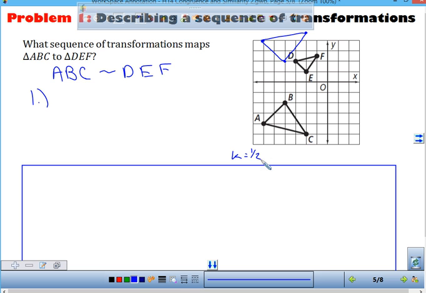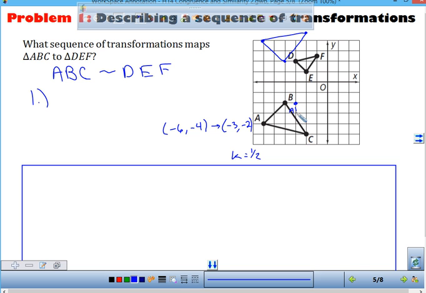Okay? Where's A at? 1, 2, 3, 4, 5, 6. So (-6, -4) is going to become what? If I multiply by 1/2, (-6, -4), good, is going to become (-3, -2). So I go 1, 2, 3, 1, 2. And now that's A prime.